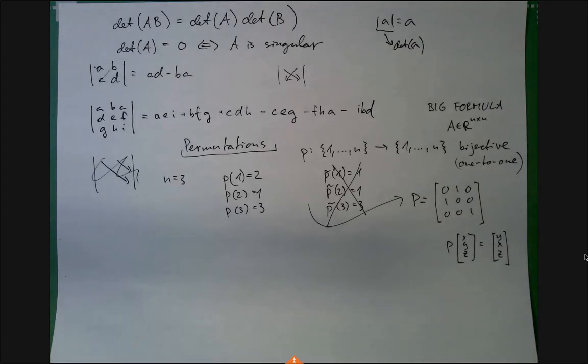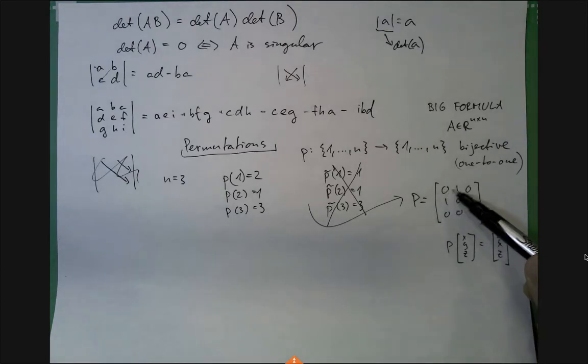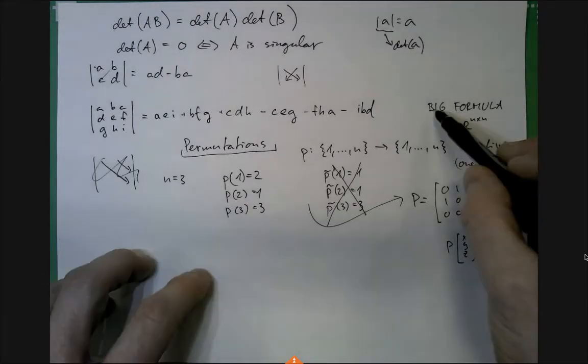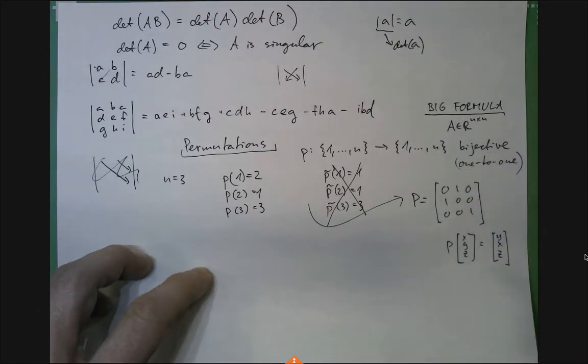Remember we talked about permutation matrices before. I told you that they are binary matrices such that on every row and column there is exactly one 1 somewhere. Okay? Now the important thing I will need to write down the big formula is that every permutation has a sign.